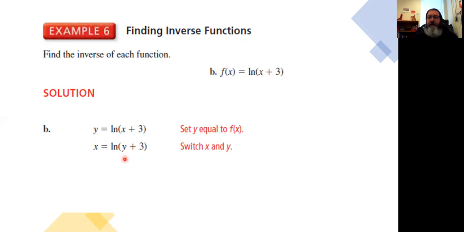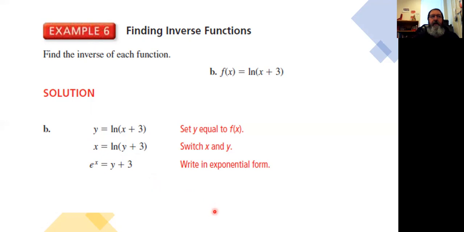And now I'm going to set out to solve this. So I'm going to rewrite this natural log. It's still a logarithm. Remember, it's just log base e, right? That's what ln, natural log, means. It means log base e. So I'm going to rewrite this in exponential form. So the base is e, the exponent is the x, and this is what it's equal to. So e to the power of x is equal to y plus 3.